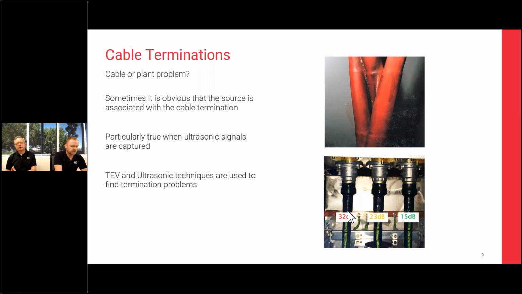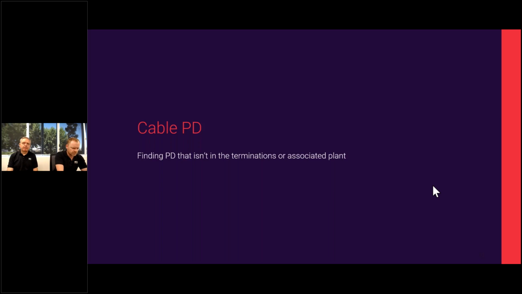Or even using the monitoring, using the TEV and the ultrasonic technique is a good way of finding it, whether it's monitoring or handheld. What we're going to talk about more now is looking down the cable at cable PD. So finding the cable PD that isn't associated with the terminations, or of course the associated plant, maybe the bushings or the switchgear transformer.